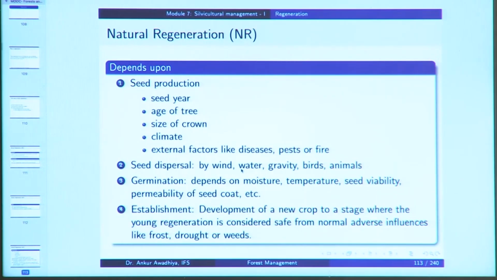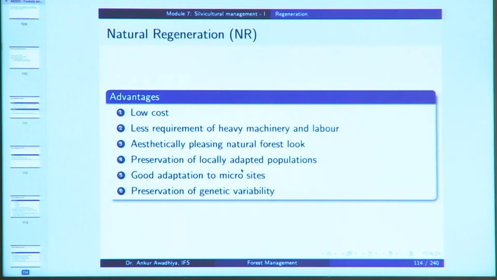So, once your new crop has become established, it means that now you can rest assured that any normal adverse influences will not have a major impact on the young crop. Now, the advantages of natural regeneration are low cost, less requirement of heavy machinery and labor. It gives you an aesthetically pleasing natural forest look. There is preservation of locally adapted populations, good adaptation to microsites and preservation of genetic variability.